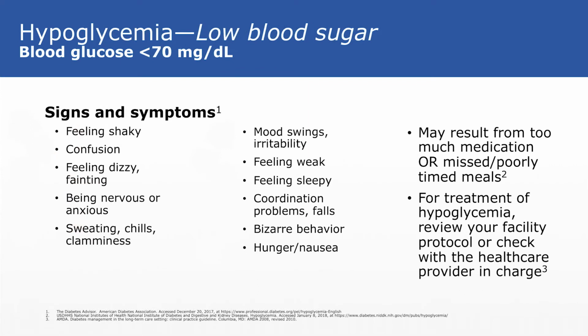Hypoglycemia is defined as a blood glucose level of less than 70 milligrams per deciliter. It can occur from too much medication or from missed or poorly timed meals in regards to when an insulin dose is given.